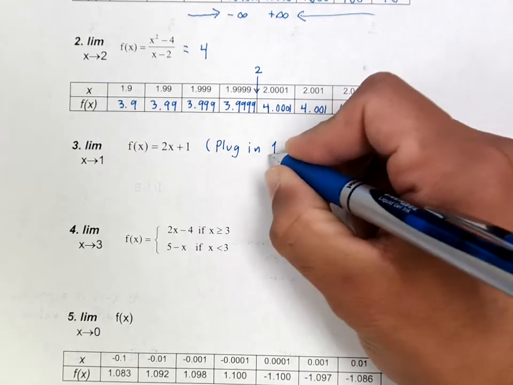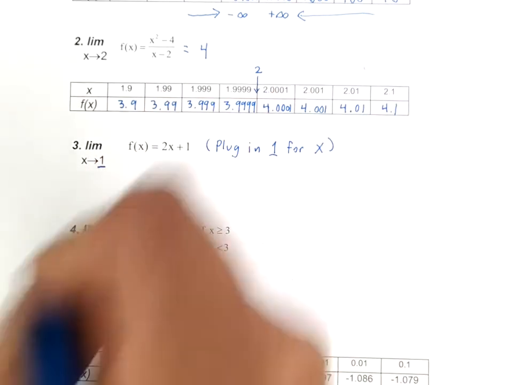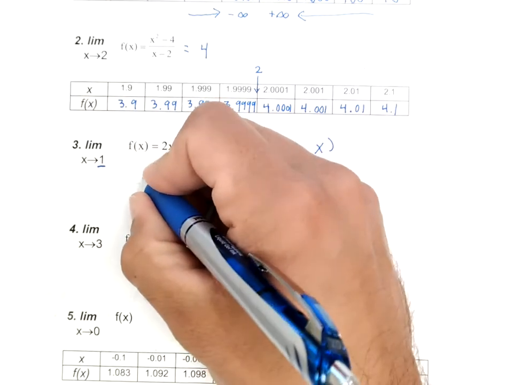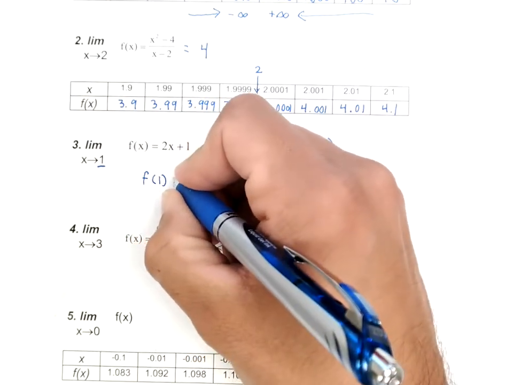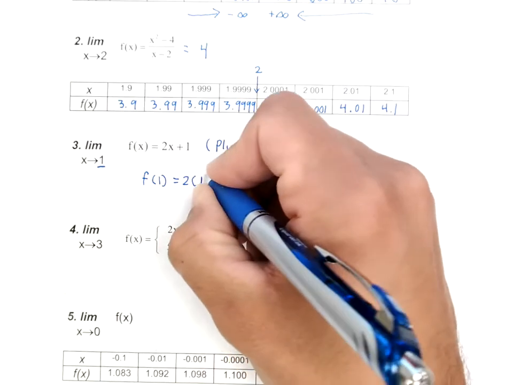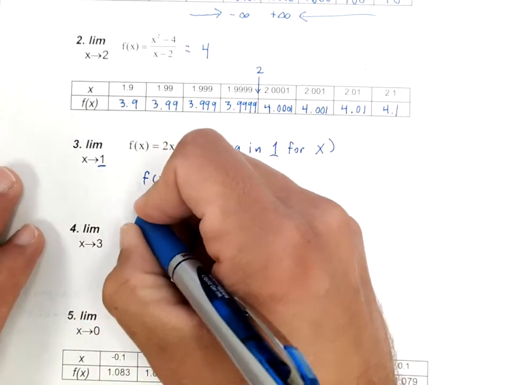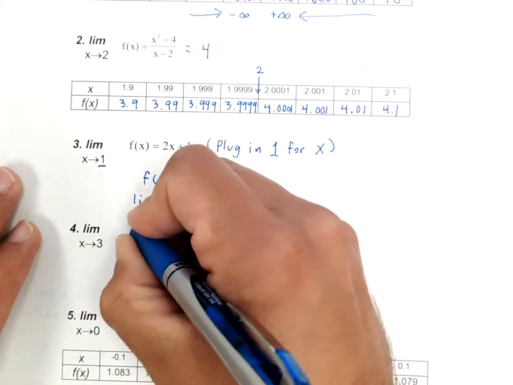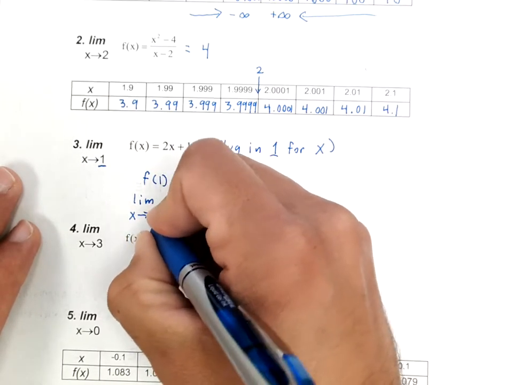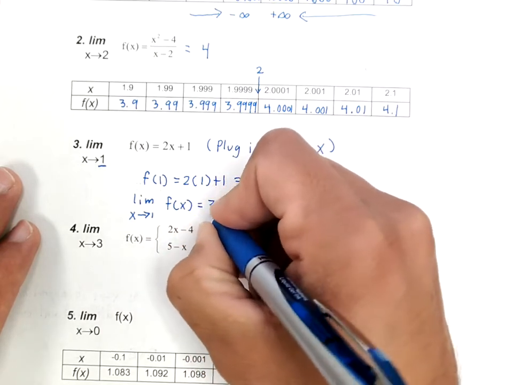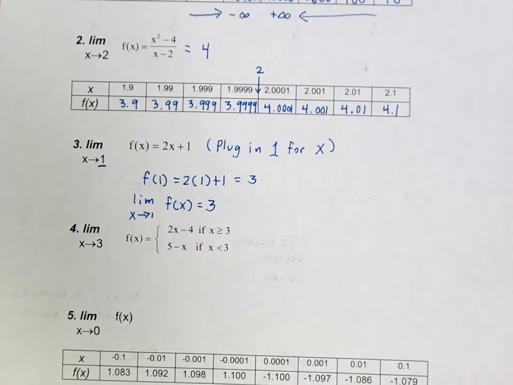And I'm only plugging in 1, right? Because that's what I'm approaching. So f of 1 would be 2 times 1 plus 1, which is 3. So the limit as x approaches 1 of f of x is equal to 3. Okay, so there's nothing really for you to do other than plug in that point.